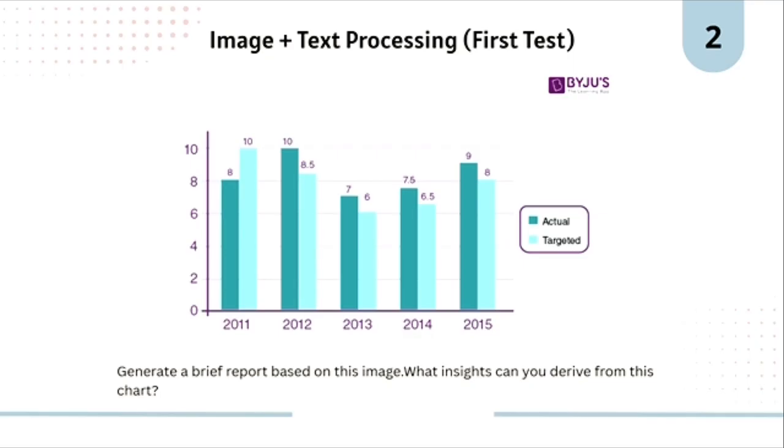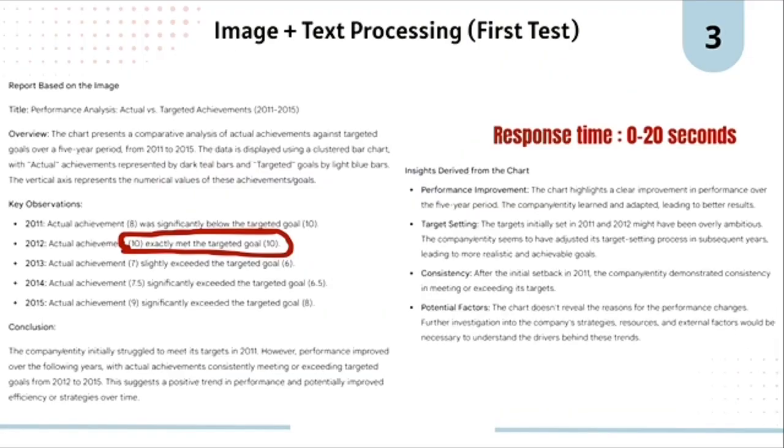So here for the first test, I've given a sample image. This is the statistical bar graph of a given company's actual and the targeted sales per year. The prompt that I've given here is I want the model to generate a brief report based on the image, and also I want to get the insights based on this image. Surprisingly, it took only 0 to 20 seconds to give me this output.